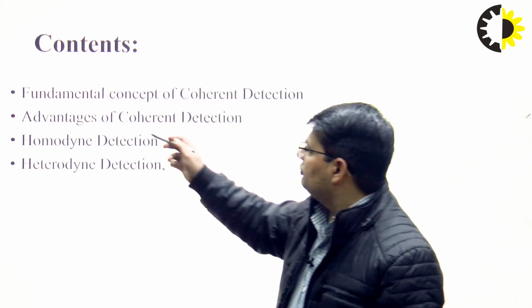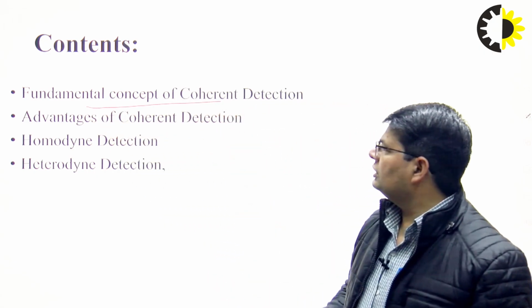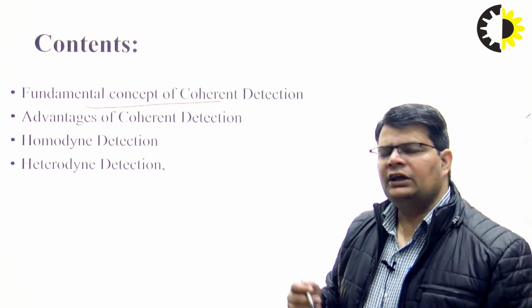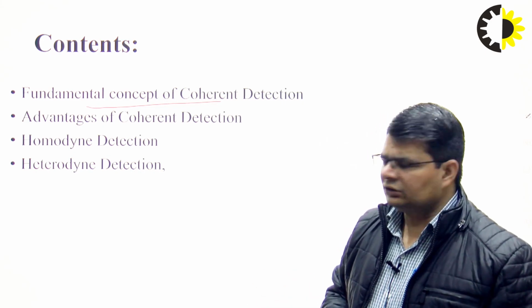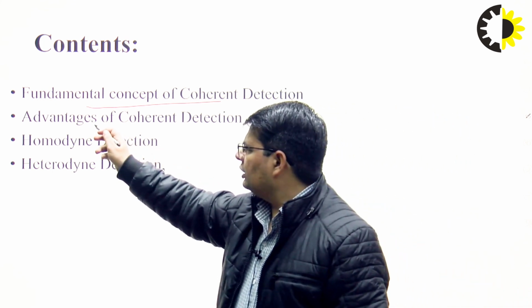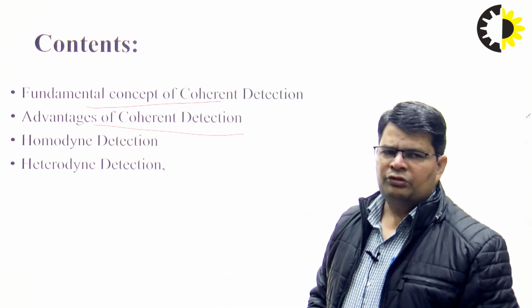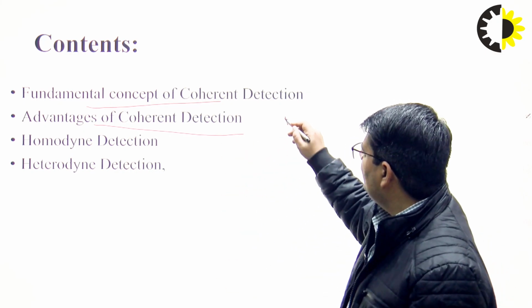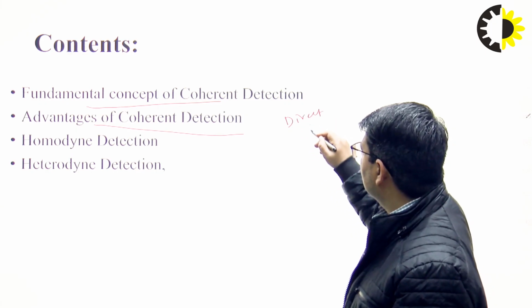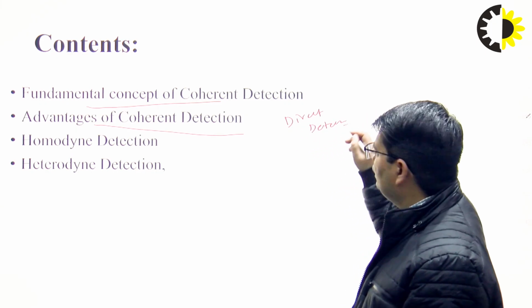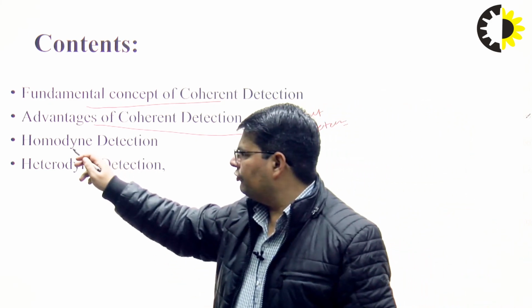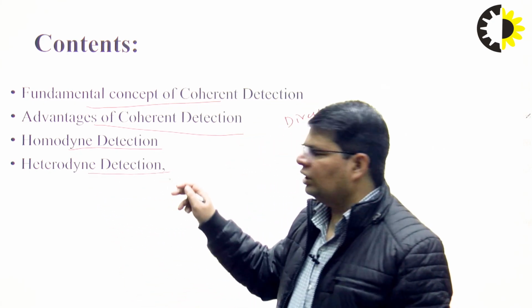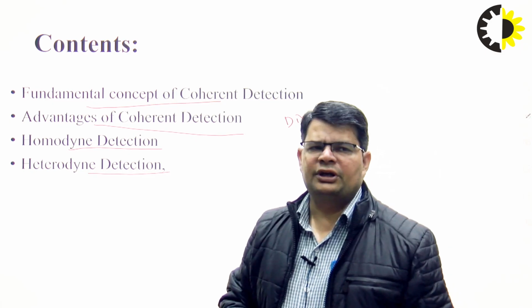So the main contents for this lecture will be, we will study the concept of coherent detection in comparison with the direct detection. Then we will study what are the advantages of coherent detection as compared to the direct detection. Then finally, we will study the two types of coherent detection schemes, homodyne detection and heterodyne detection, along with their advantages and limitations.